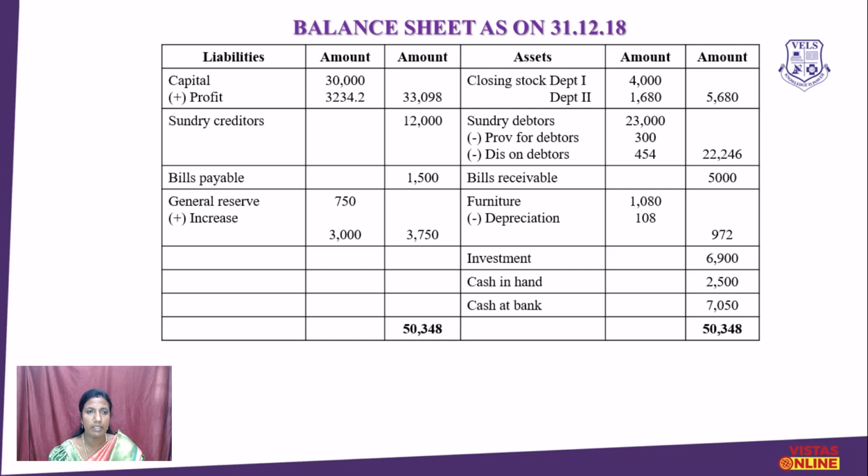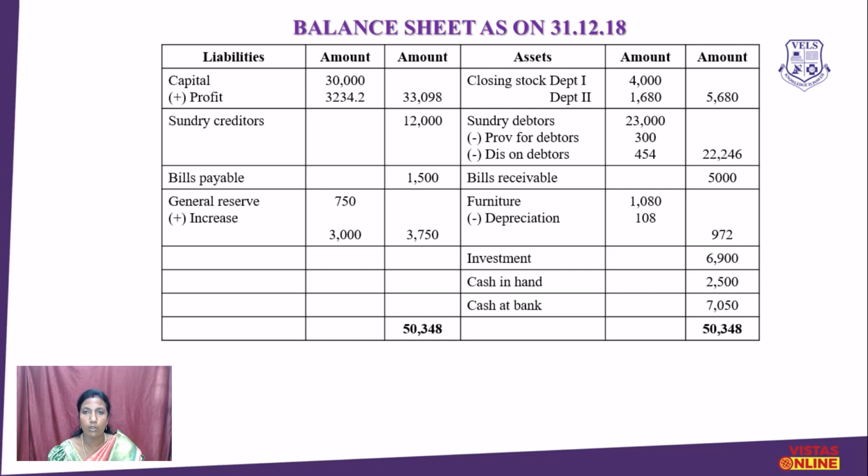So in liability side, capital plus profit. Capital is 30,000, add profit. Profit is 3,234.2, that is the profit. So you add, so overall 33,098 rupees, that is the capital plus profit. Sundry creditor 12,000, bills payable 1,500, general reserve plus increase. So general reserve value is 750, increase value is 3,000, so 3,750.